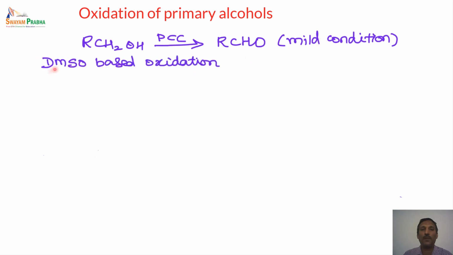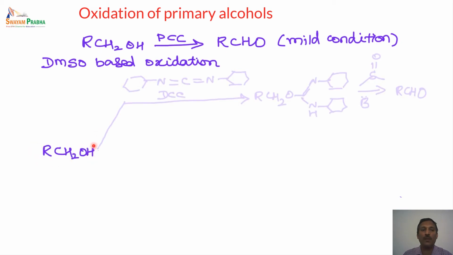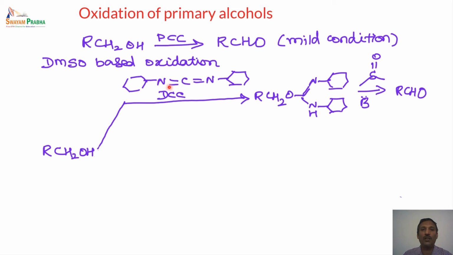There is also another important method based on DMSO, dimethyl sulfoxide based oxidation. This is a very versatile method for preparation of aldehydes from primary alcohols. So the primary alcohol can be treated with dicyclohexyl carbodiimide, DCC, to produce the corresponding urea derivative, and this one can be treated with dimethyl sulfoxide to form the aldehyde in the presence of a base. After completion of a few other methods, we will look at the mechanism for this particular reaction.